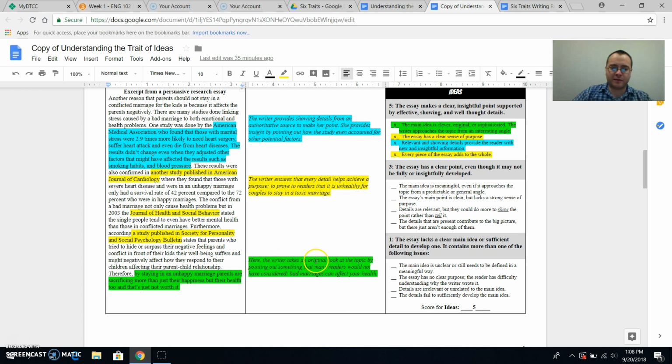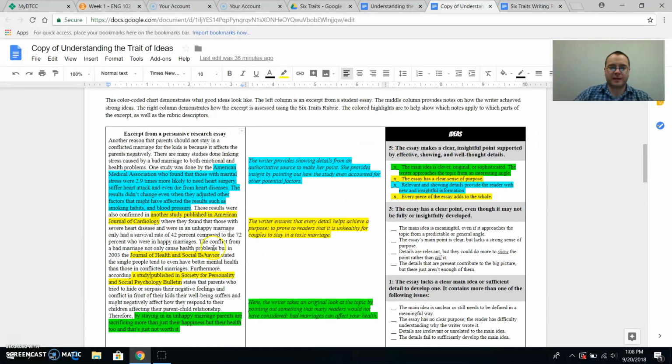Okay, and I noted here the writer takes an original look at the topic by pointing out something that many readers would not have considered, that bad marriages can affect your health. And that's why I chose this descriptor. It's a clever, original, sophisticated main idea because it approaches the topic from an interesting angle. It gives the reader something they wouldn't have expected otherwise.